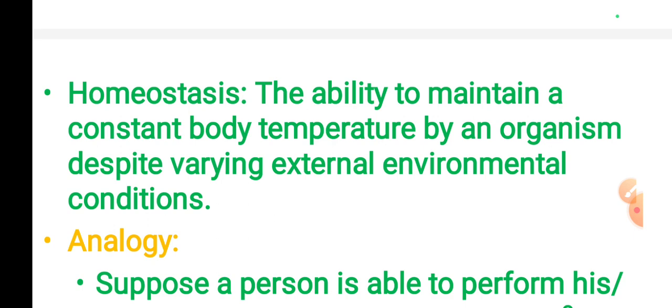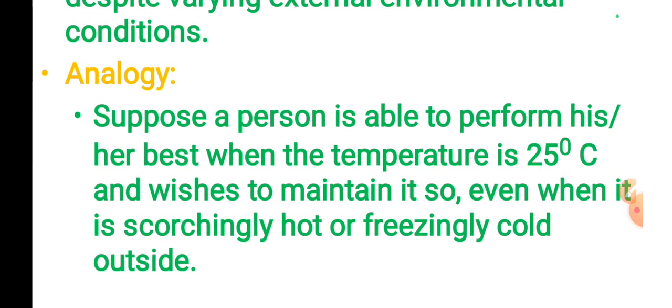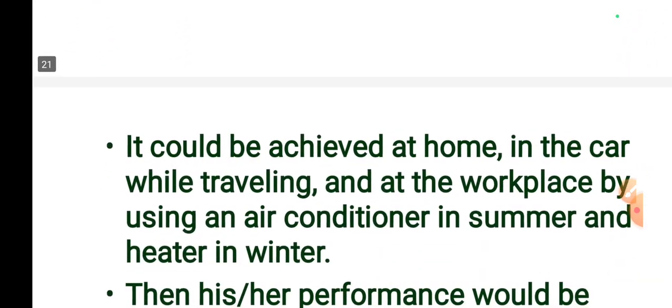Homeostasis is the ability to maintain a constant body temperature by an organism despite varying external environmental conditions. Analogy: suppose a person is able to perform his or her best when the temperature is 25 degrees Celsius and wishes to maintain it so, even when it is scorchingly hot or freezingly cold outside. It's called an analogy.